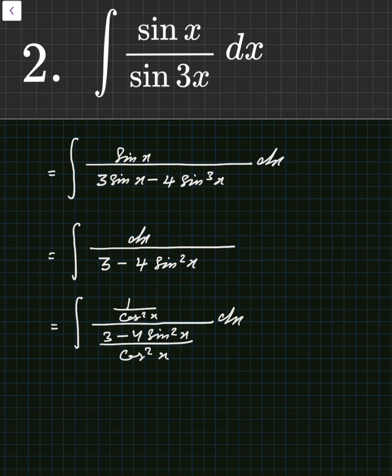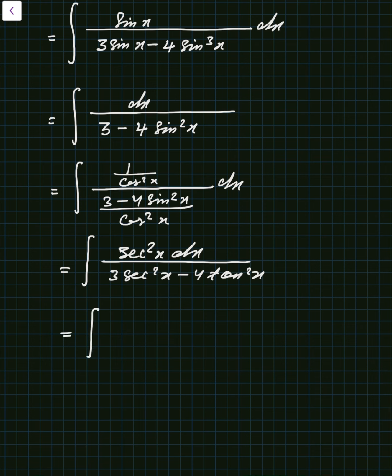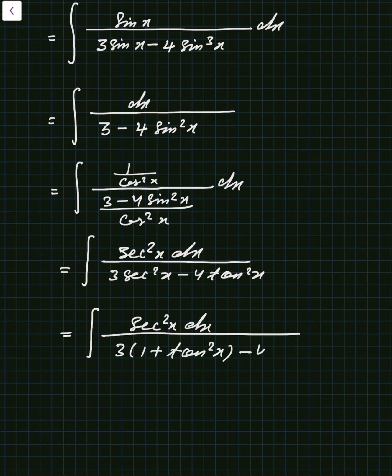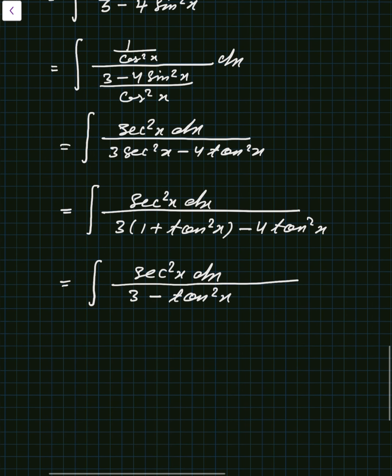Okay, then we get sec square x dx upon 3 sec square x minus 4 tan square x. That value is divided by 1 plus tan square x, and that one is minus 4 tan square x, and that is written simply as sec square x dx whole divided by 3 minus tan square x. Clear or not? Now let tan x be equal to t.